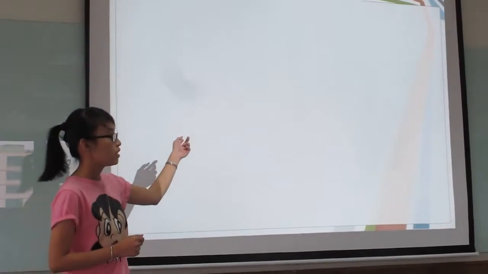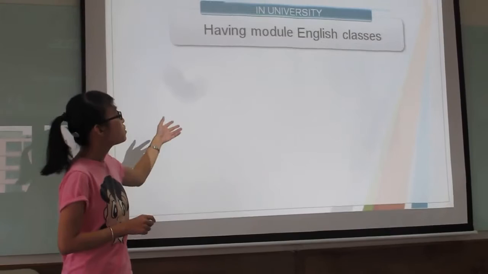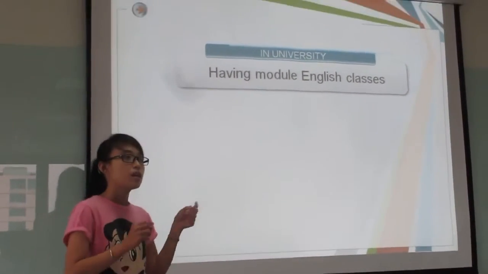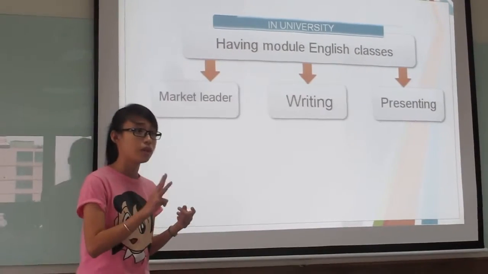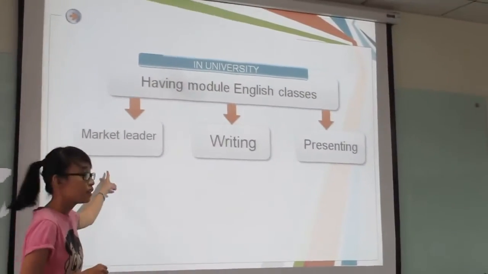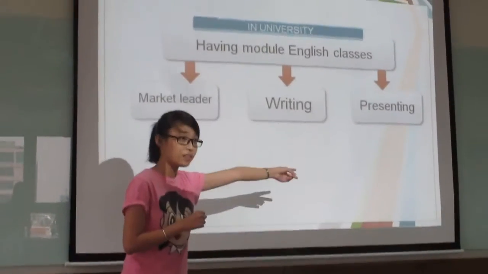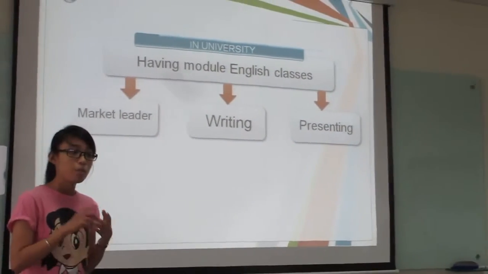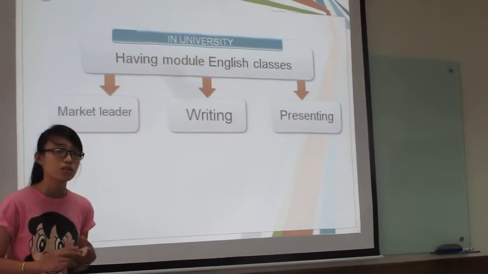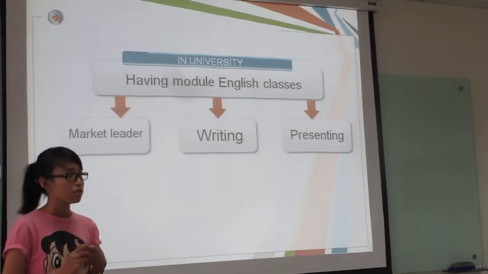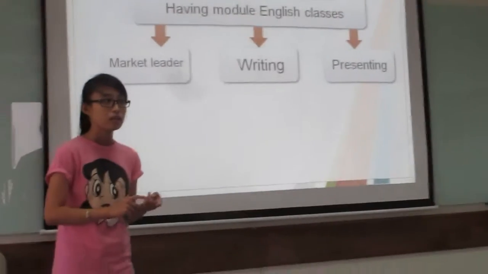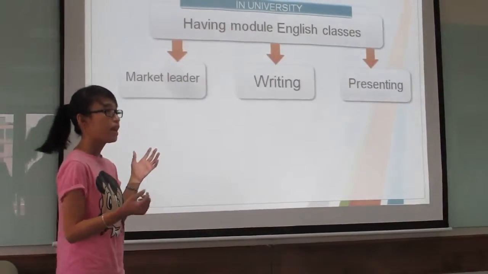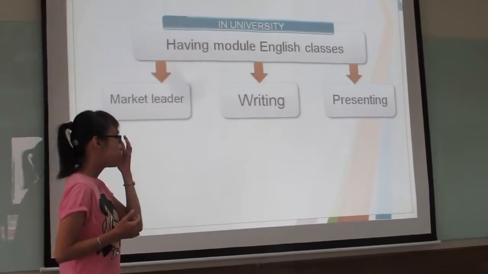But in university, let's see the difference. In university, we have module English classes. That is, the English subject is divided into three main parts. The first one is market leader, writing, and presenting. In market leader, it's the same as grammar and vocabulary, but you have to learn the specialized words, such as the specialized words used in business, economics, or finance. Yeah, it's very difficult to achieve 8 marks. Well, if you don't want to get 10.